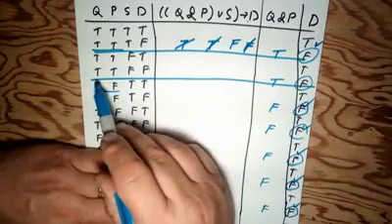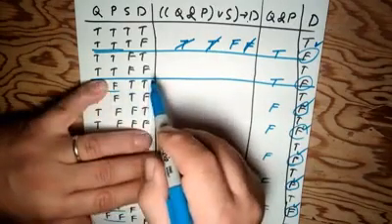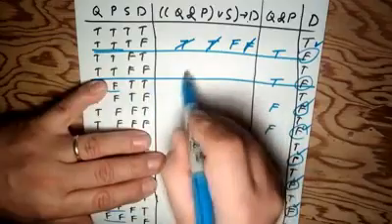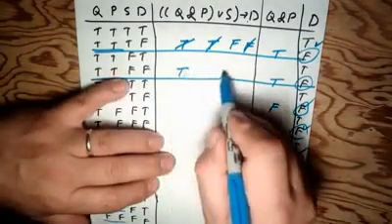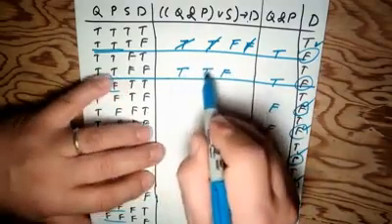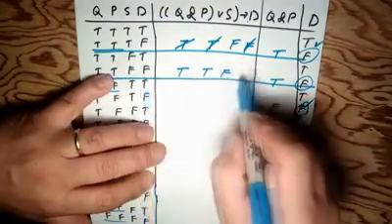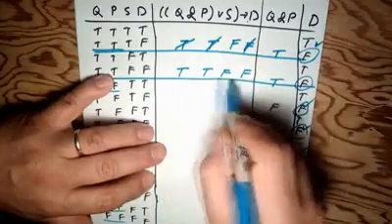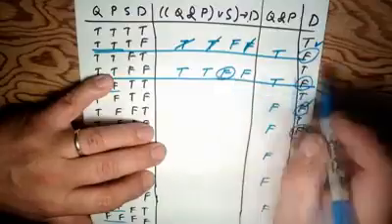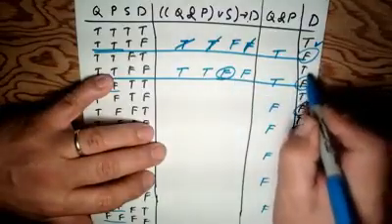On line 4, Q and P is true. S is false. True or false is true. D is false. And so the final result is false. So that checks out.